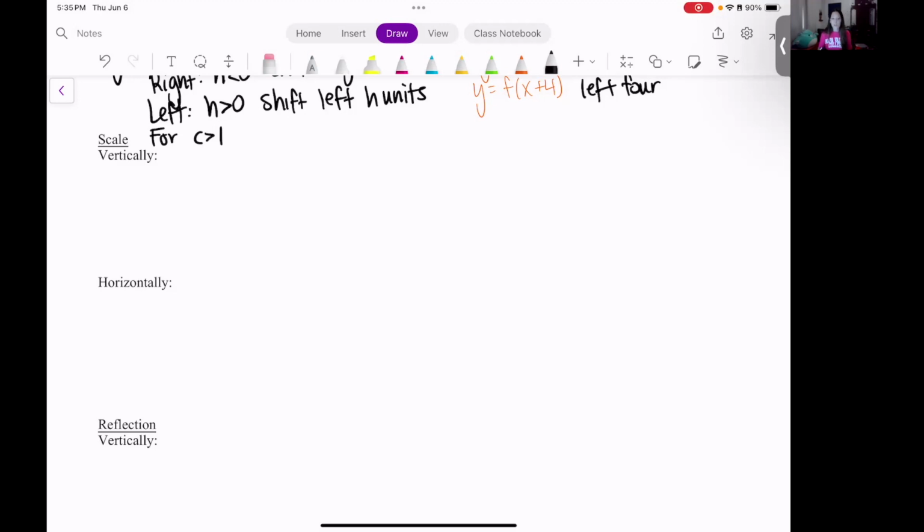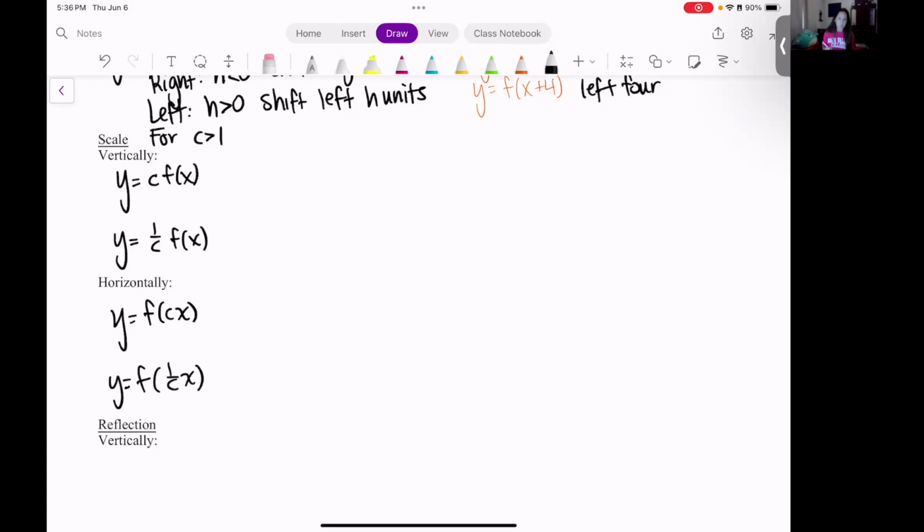And we're going to vertically stretch outside the function, and horizontally is going to be done inside the function, just like shifting. So let's say I have y equals c times f of x, and y equals 1 over c times f of x. That's outside the function. That happens with a vertical scale. If I put the c inside the function, that's going to become a horizontal scale. That will be y equals f of cx, or y equals f of 1 over cx. Okay.